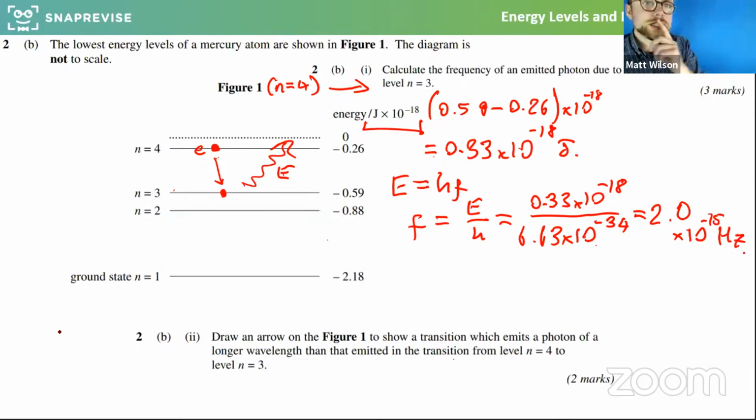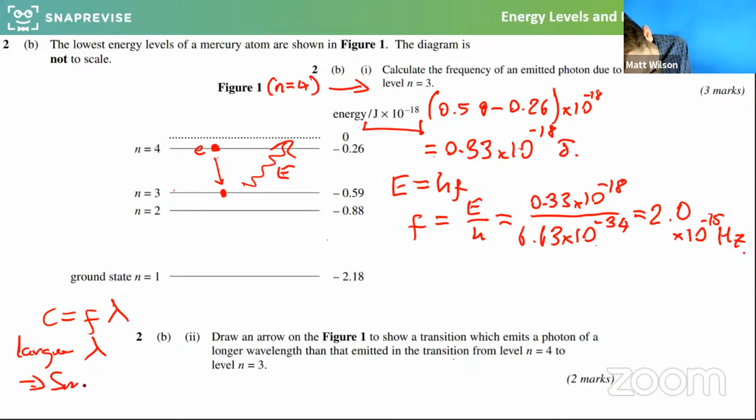Oh, that's fine. Yeah, you changed it to electron volts. That makes sense. Good, absolutely right. So for any wave, we know that the speed, usually written with a c, is given by the frequency times the wavelength. So if we have a larger wavelength, that implies a smaller frequency, which in turn implies that we should be looking for a smaller energy gap.